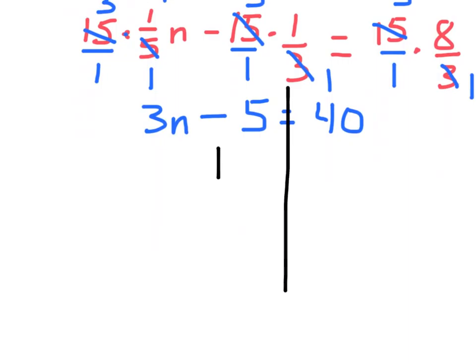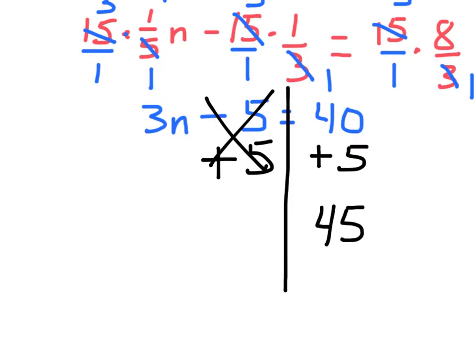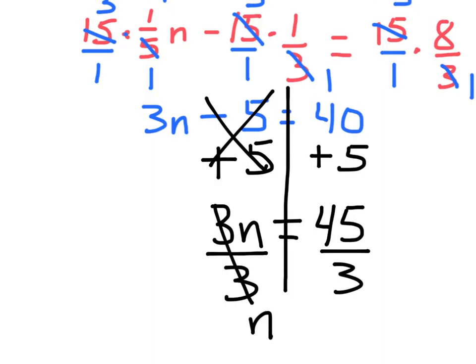we're going to split it into a left side and a right side. I want to get that n alone on its own side, so I'm going to get rid of this minus 5 by adding 5. Over here I'm going to add 5. 40 plus 5 is 45, equals, on the left side I'm left with a 3n. Now I want to get that n alone. We're multiplying by 3, so here we're going to divide by 3, and I get n equals 15.